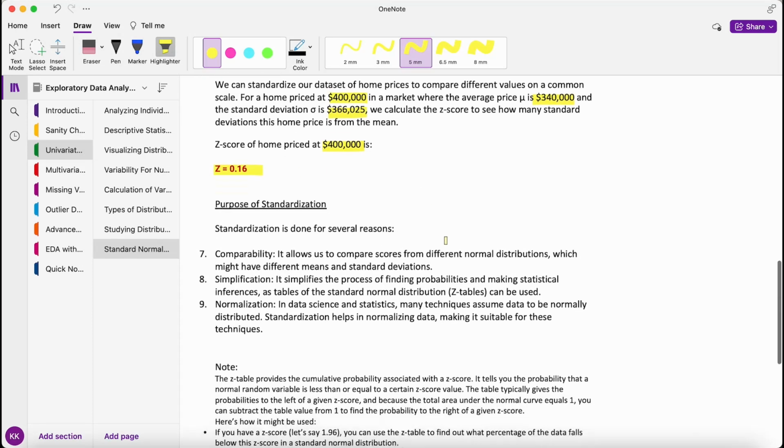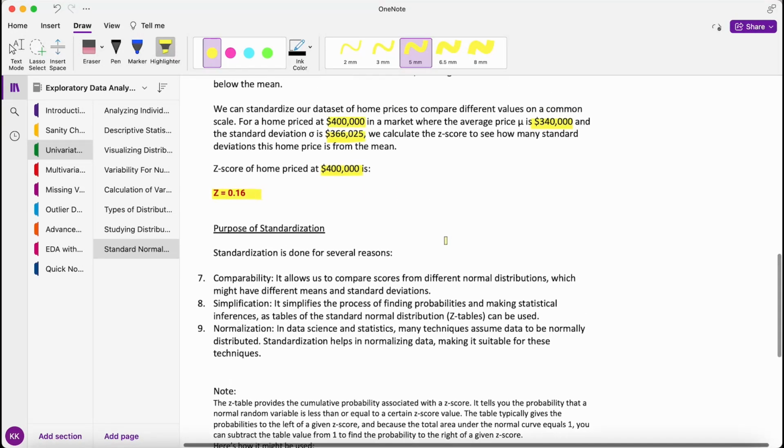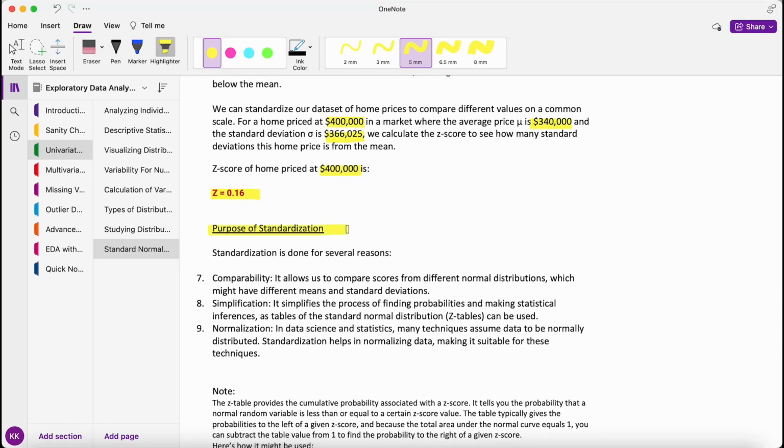In practice, standardization is vital for many statistical methods and machine learning algorithms that assume data follows a normal distribution. It also simplifies finding probabilities and making inferences, as z-scores correspond to the standard normal distribution, for which we have comprehensive probability tables known as z-tables.